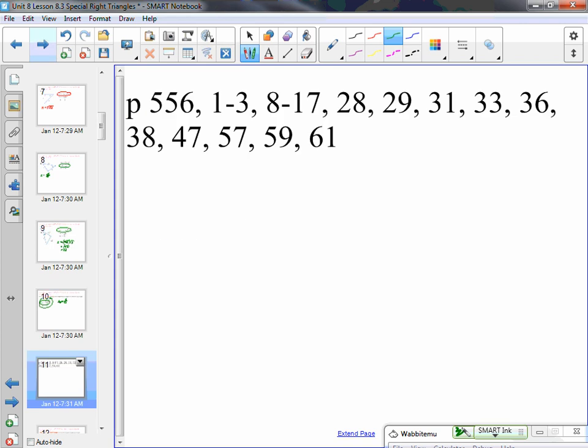So page 556, and it's all chopped up because we're just doing the 45, 45, 90s today. So write this down fairly carefully. 1 through 3, or it's on your learning target sheet. 8 through 17, 28, 29, 31, 33, 36, 38, 47, 57, 59, 61.